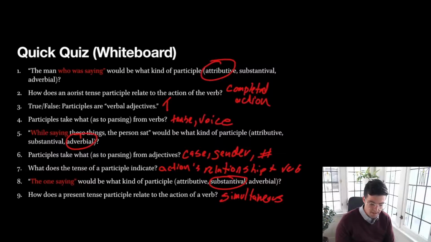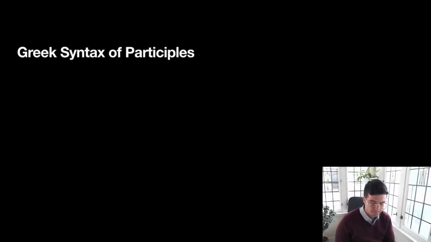And then how does a present tense participle relate to the action of the verb? The action of the participle happens simultaneously, or at the same time, as the action of the verb.